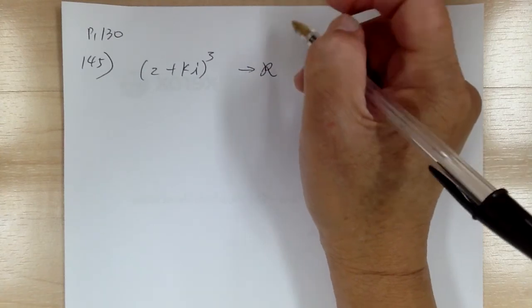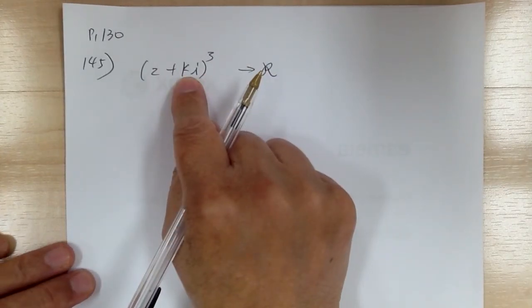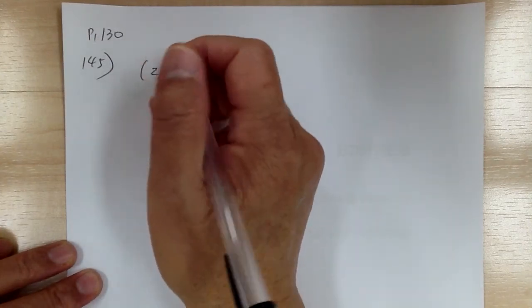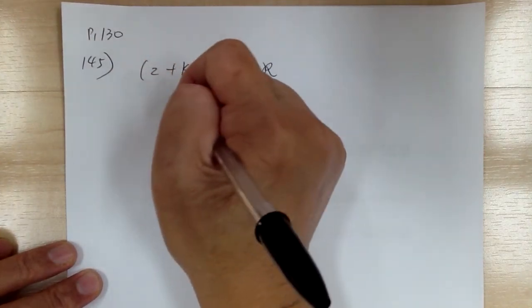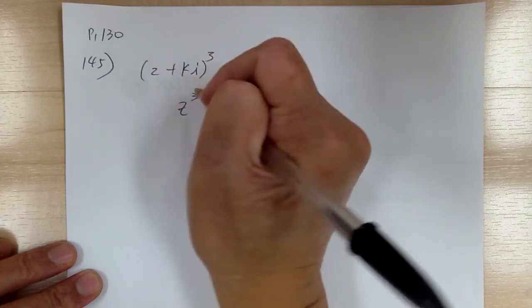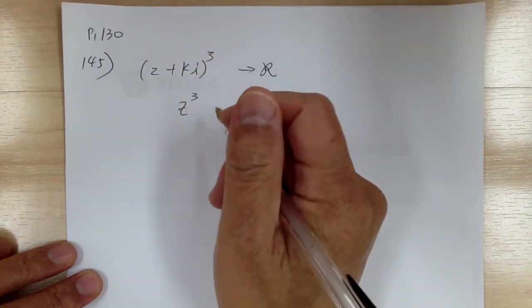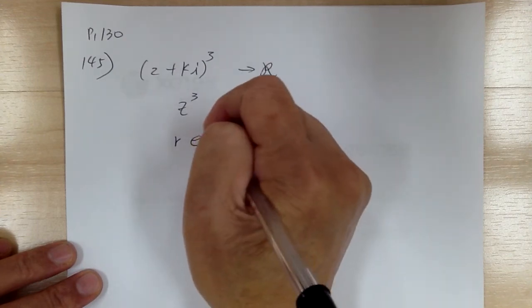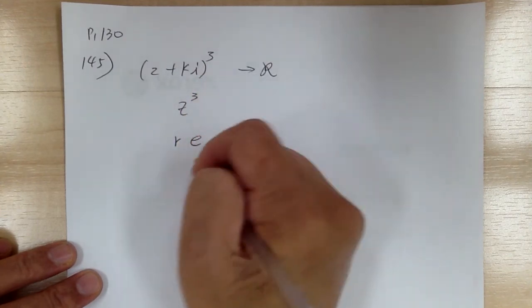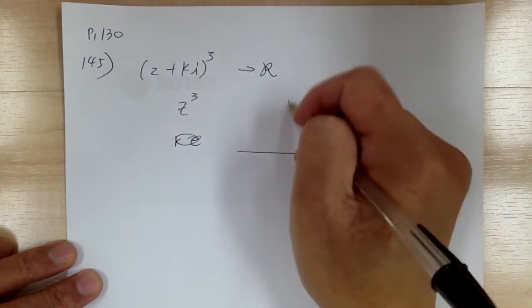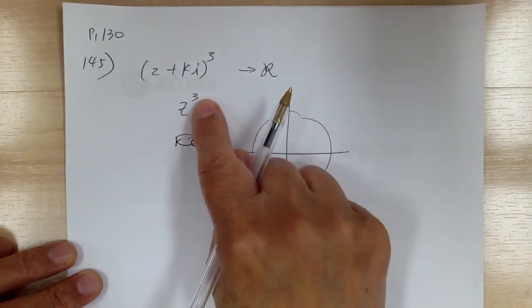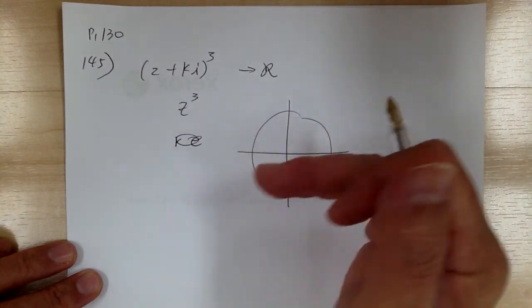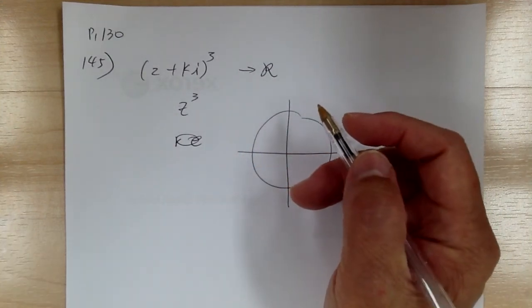So again, if you convert into polar form, this is going to become z to the 3 power. When you multiply out, you're going to get r e to the some kind of angle. What happens is when you multiply, it will rotate around the circle. Since this is a third power, it will take 3 parts to complete the cycle.